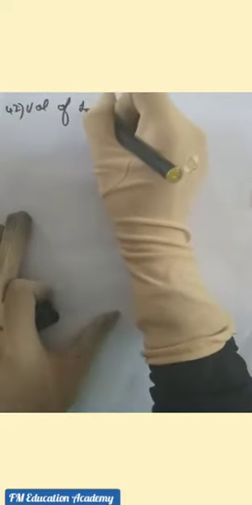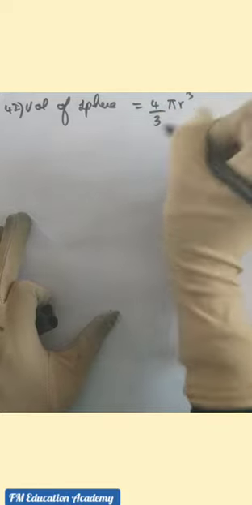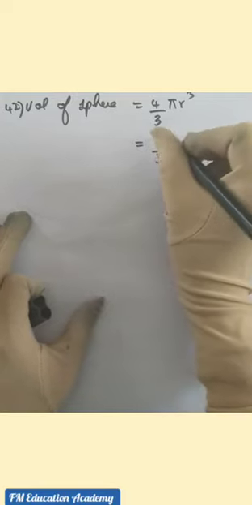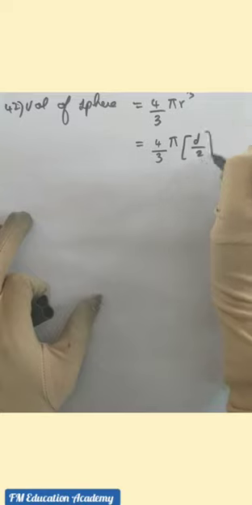42nd. Volume of sphere we know is nothing but 4 by 3 pi r cube. But here we want in terms of diameter because in options we have in terms of diameter. And we know diameter is equals to how much? 2 times of radius, or we can say radius is equals to diameter by 2. So r is nothing but d by 2, whole cube.